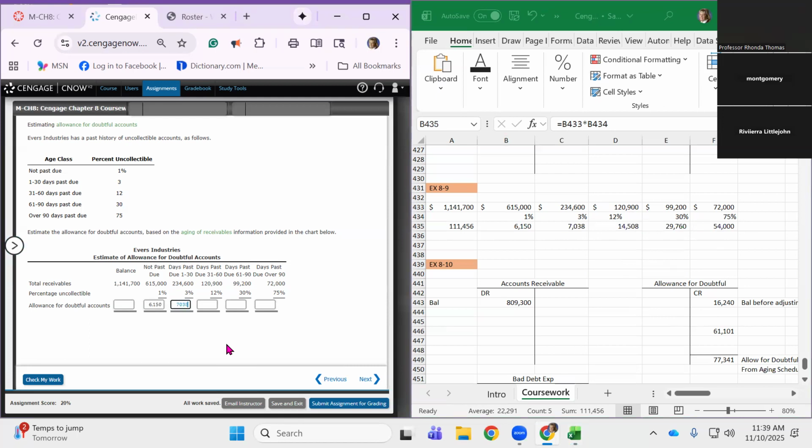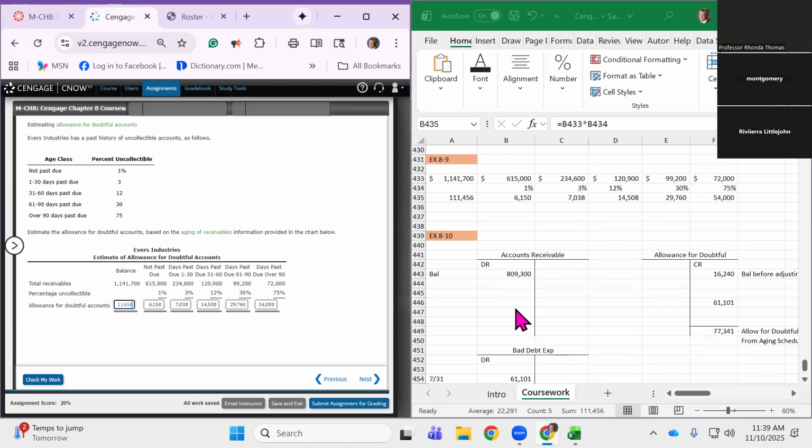6,150, $7,038, 14,508, 29,760, 54,000. If you add up all of those across, you'll get an allowance that should show 111,456. Now I'm going to show you what this looks like.